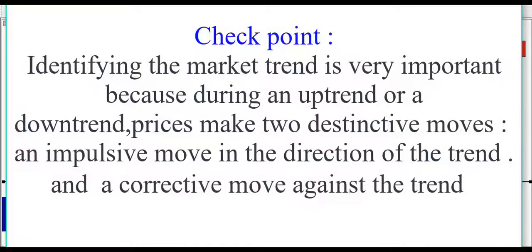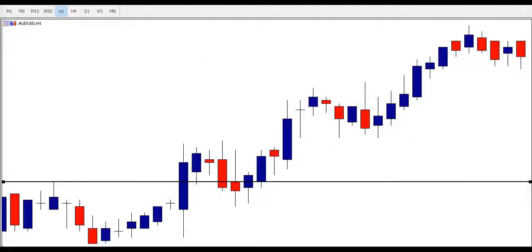Identifying the market trend is very important, because during an uptrend or a downtrend, prices make 2 distinctive moves: an impulsive move in the direction of the trend and a corrective move against the trend. Let me show you a real chart example. As you can see here, this is an obvious uptrend.